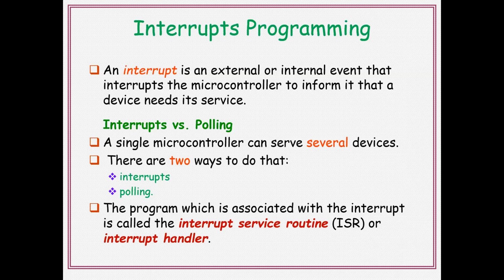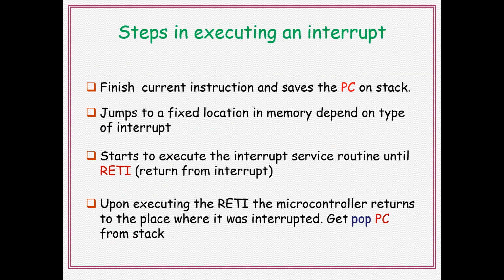The program which is associated with the interrupt is called the interrupt service routine or interrupt handler. In the polling method, the CPU keeps on monitoring one particular task, so it can perform only that one task. Whereas in the interrupt mechanism, it can perform more tasks. That is the major difference between interrupts and polling.